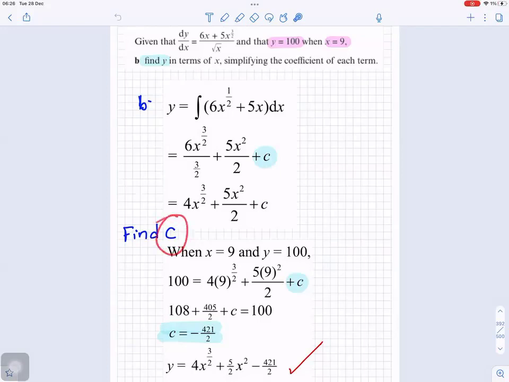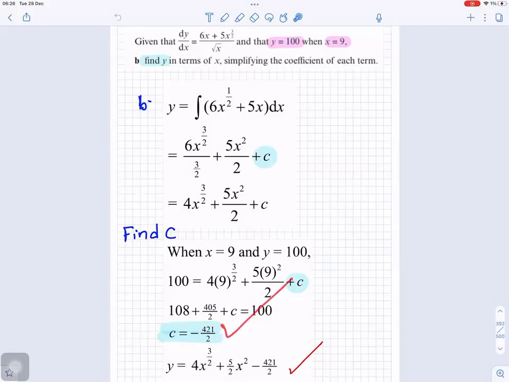Now that we've integrated, we need to find c. To find c, we sub in the values. We are given that x is 9 and y is 100. So we put 9 where we see x and put 100 for y. So it's 4 times 9 to the power 3 over 2 plus 5 over 2 times 9 squared plus c. You put all of this in your calculator. 4 times 9 to the 3 over 2 gives you 108. 5 times 9 squared over 2 gives you 405 over 2. Plus c is equal to 100. Rearrange and solve that, you get c to be minus 421 over 2.